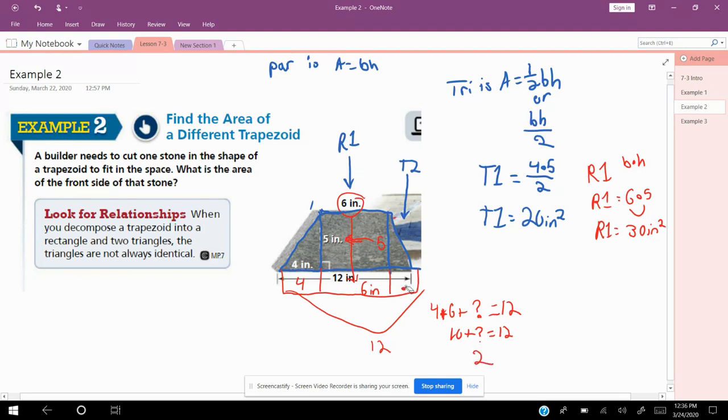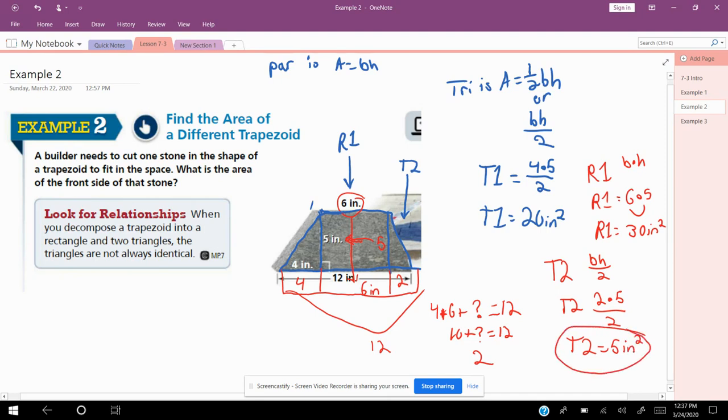So I'm going to go back up there, erase. I'm going to say the base is 2. So now I'm going to have triangle 2. And triangle 2 is going to be, again, base times height divided by 2, or 1/2 base times height, whichever you prefer. So triangle 2 is going to be 2 times 5 divided by 2. And if I do that math, 2 times 5 is 10. 10 divided by 2 is 5. So triangle 2 will equal 5 inches squared.